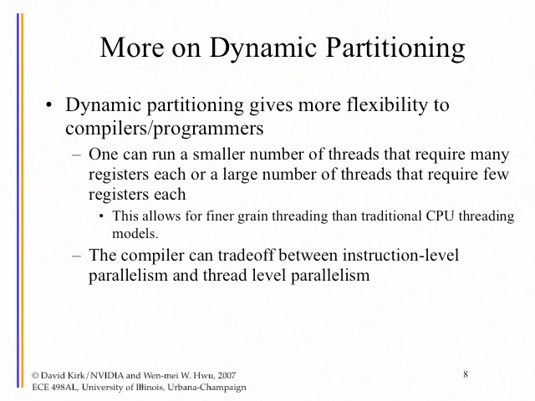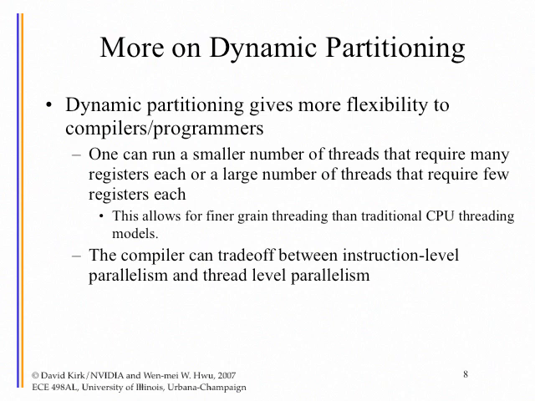I'm going to give you one example. One can run a smaller number of threads that require many registers each, or a large number of threads that require few registers each. And this helps to make this parallel machine more flexible. So you can run different applications. Sometimes these applications have kernels that require a lot of registers. You can run fewer of them, but you can still run them, in some cases even efficiently.